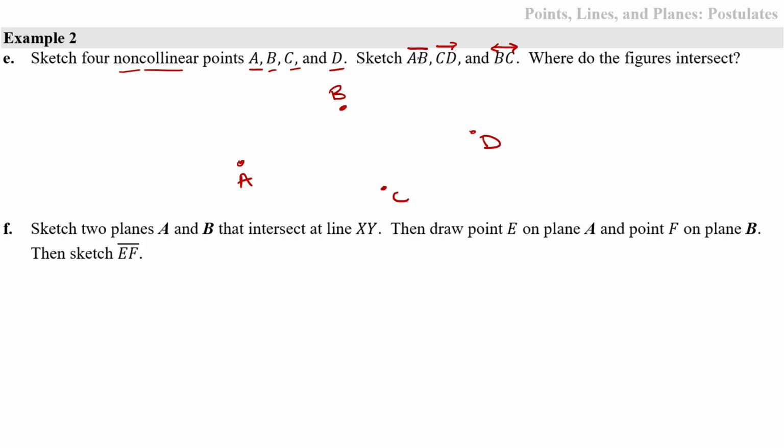And then it says sketch segment AB. Remember, segments don't go on forever. They have 2 endpoints, the endpoints being A and B. Ray CD signifies that it starts at C, going towards D forever. So I'm going to go like that. Remember, this goes on forever. And then line BC will be a line with the 2 arrows. So I make sure that when I draw my shape, I can continue my line in both directions forever. And then it says, where do the figures intersect?